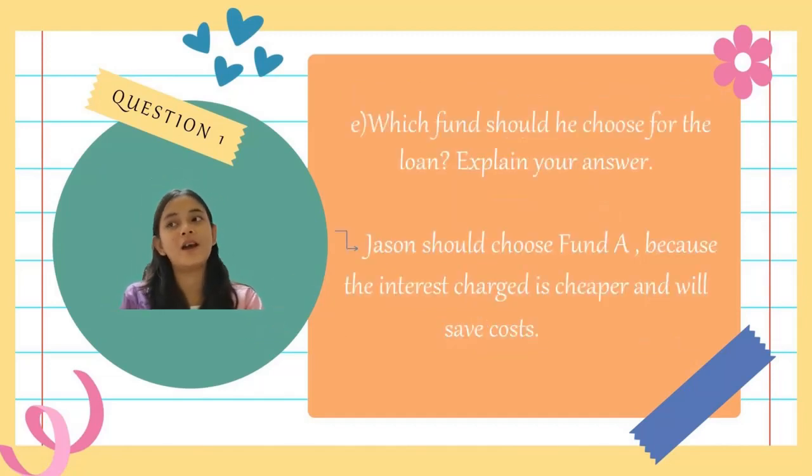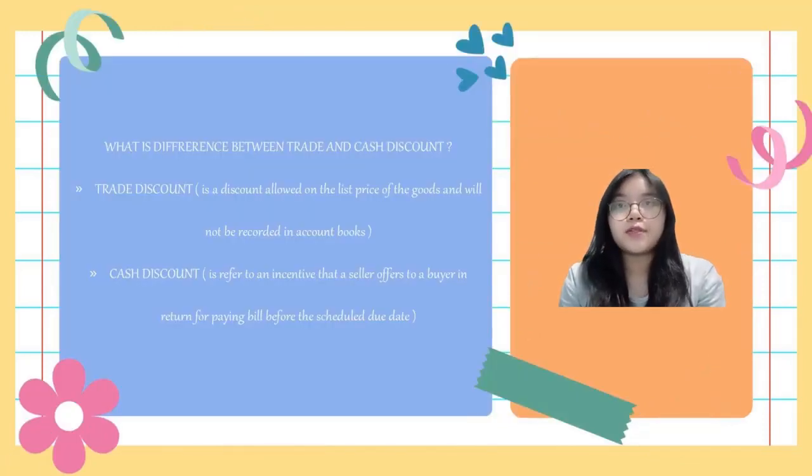Question 1e. Which fund should he choose for the loan? Explain your answer. Jason should choose Fund A because the interest charge is cheaper and will save costs. What is the difference between trade and cash discount? Trade discount is a discount allowed on the list price of the goods and will not be recorded in account books. Meanwhile, cash discount is an incentive that a seller offers to a buyer in return for paying the bill before the scheduled due date.